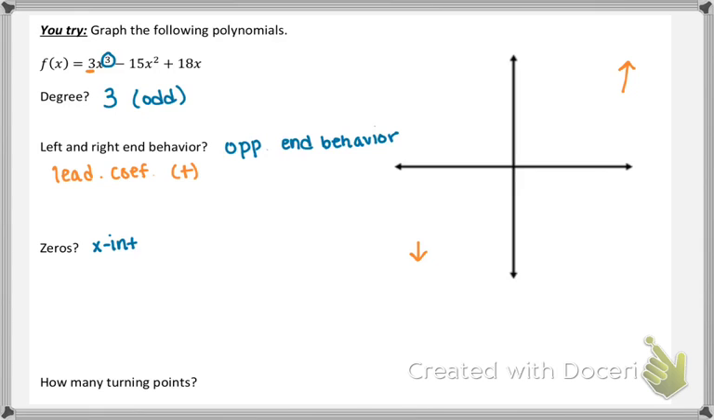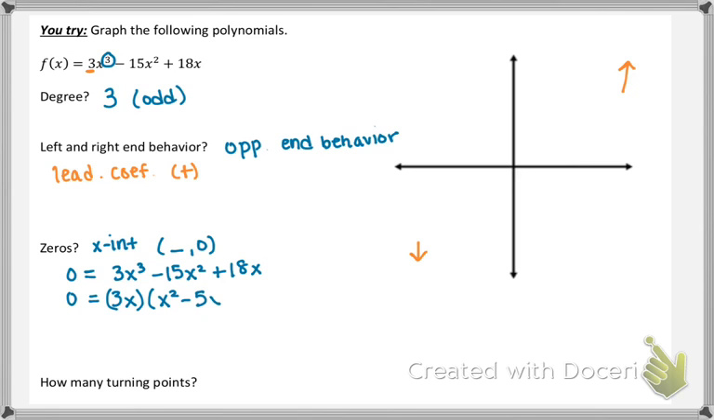Zeros only refer to the x-intercepts. I'm going to make y equal to 0 and solve for x. So 0 equals 3x cubed minus 15x squared plus 18x. And I can factor out a 3x from every term. That's the GCF, and I'm left with x squared minus 5x plus 6.